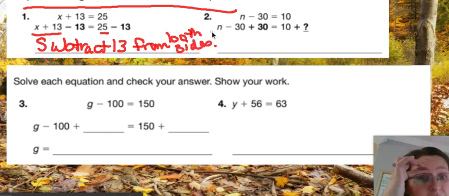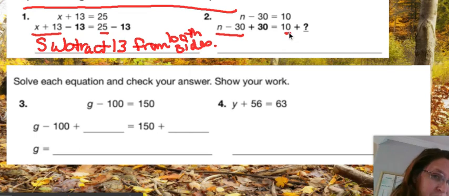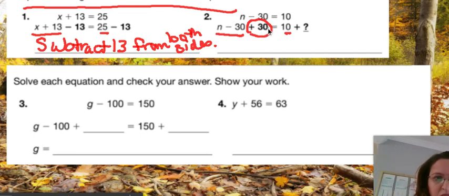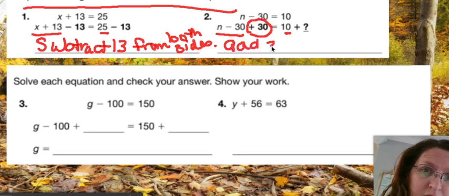Let's look at number 2. If they have n minus 30 equals 10, well, I have n minus 30 here and I have 10 right here. When I look at this side, I see that right here they subtracted 30. So what do they have to do to the other side? They have to add 30. So how do you get the variable alone? You add 30 to each side.